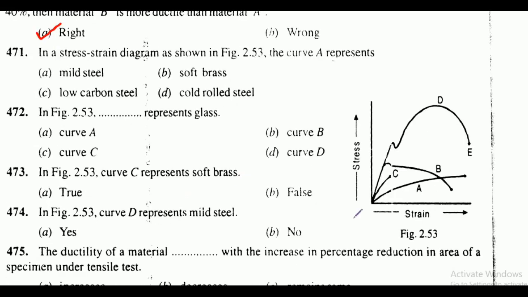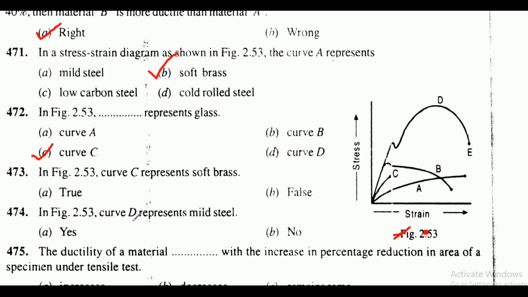Next is, for this figure friends, in a stress strain diagram as shown in this figure, the curve A represents. Here friends, these are the options, and here the correct answer is option B, that is soft brass. Next is, in this figure again, dash represents glass. Here friends, these are the options, and here the correct answer is option C, that is curve B represents glass.